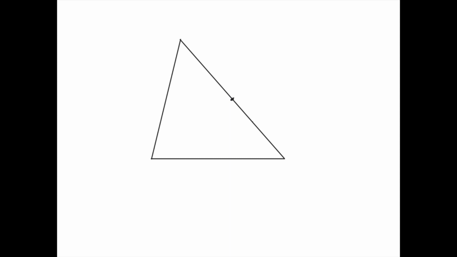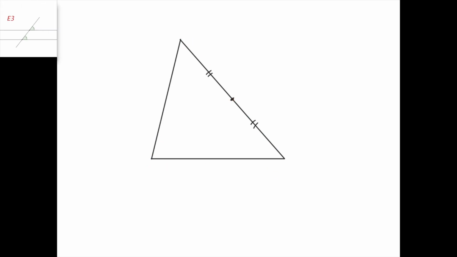Today we're going to talk about mid-segments in the triangle. Suppose I have a triangle and I take the midpoint of one of its sides, for example here. Then I'm going to draw parallel lines through that point to the other two sides. So this line is parallel to this line and this line is parallel to this line.